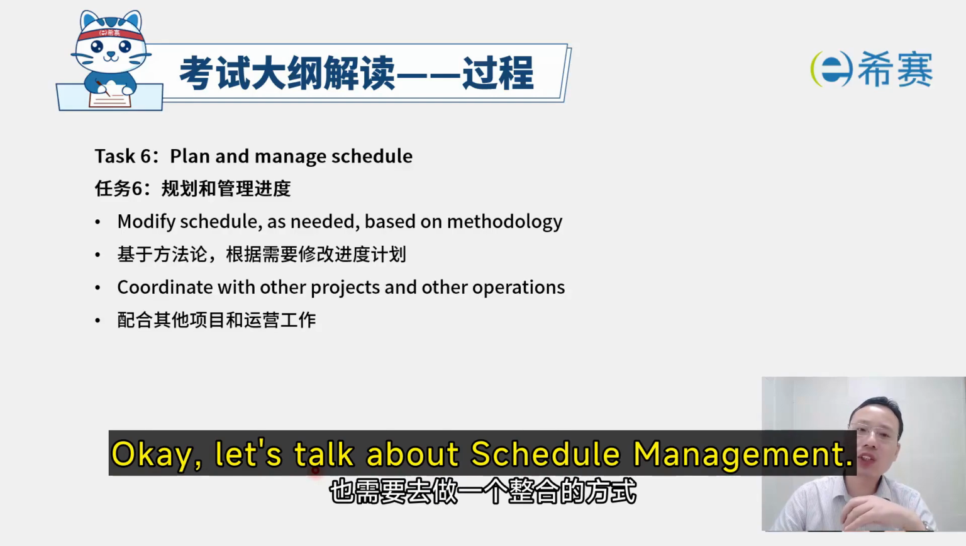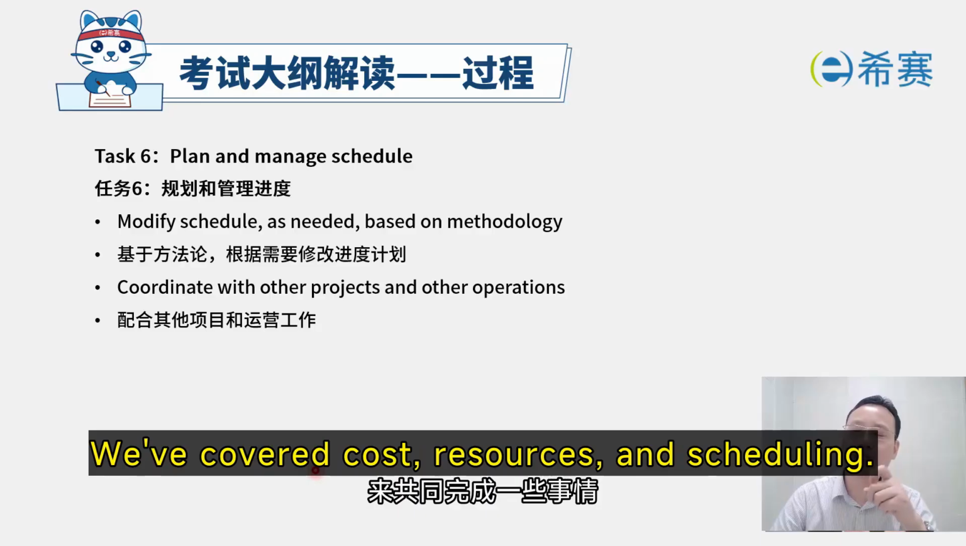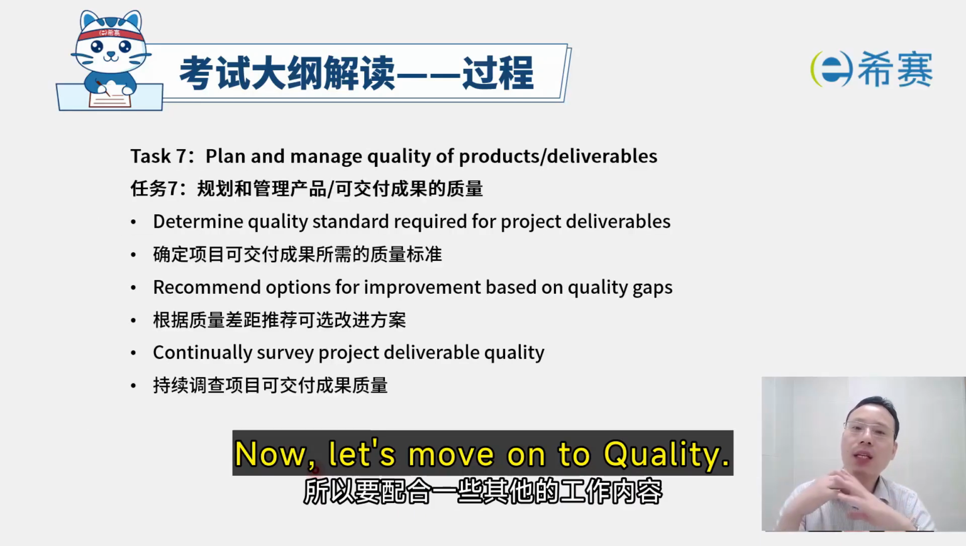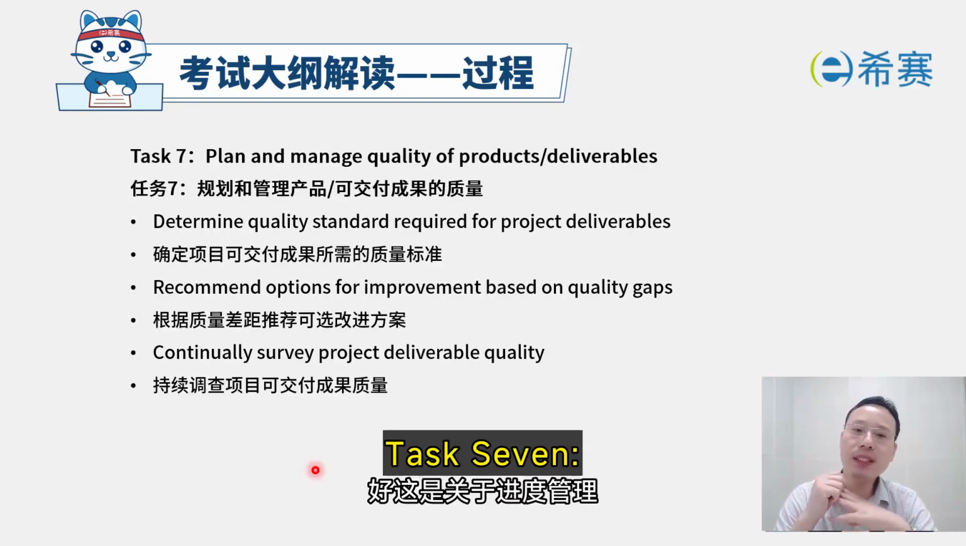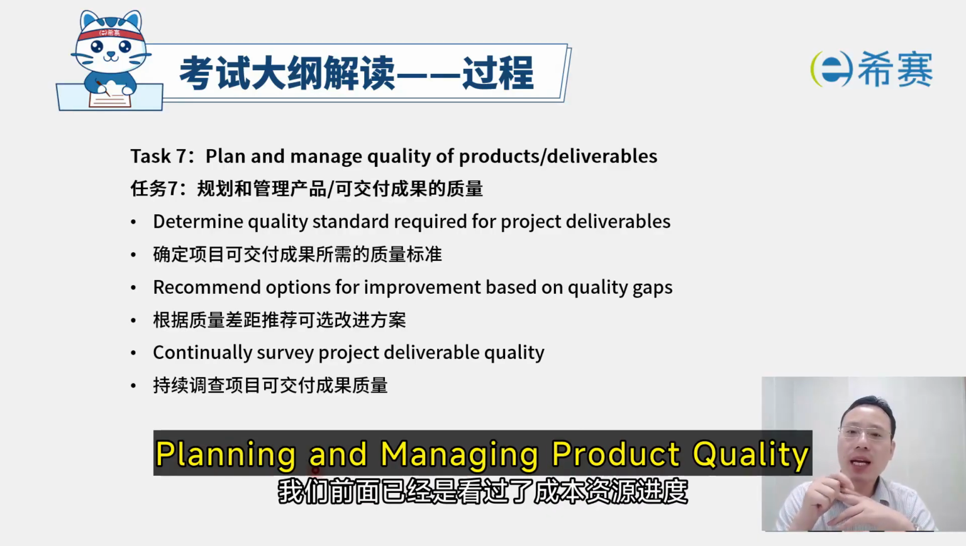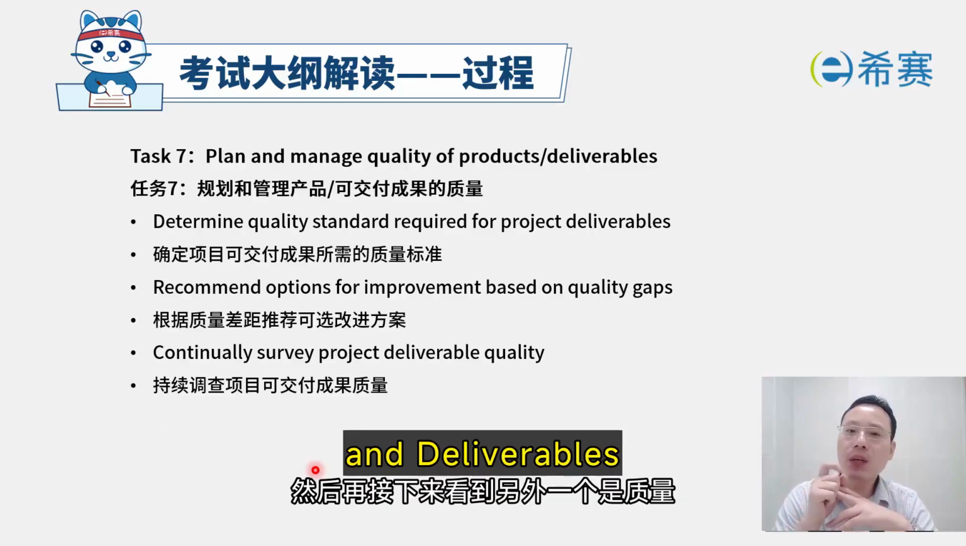Okay, let's talk about schedule management. We've covered cost, resources, and scheduling. Now, let's move on to quality. Task 7. Planning and managing product quality and deliverables.